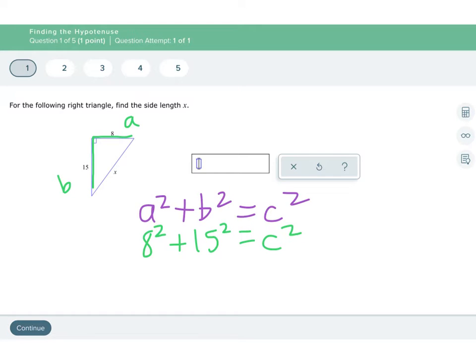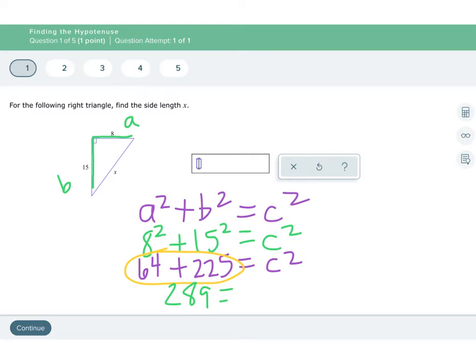Then grab your calculator if you don't know these facts. 8 times 8 is 64. 15 times 15 is 225. Then you would add those together and take the square root. So that adds up to 289. And then your final step is to take the square root of 289.